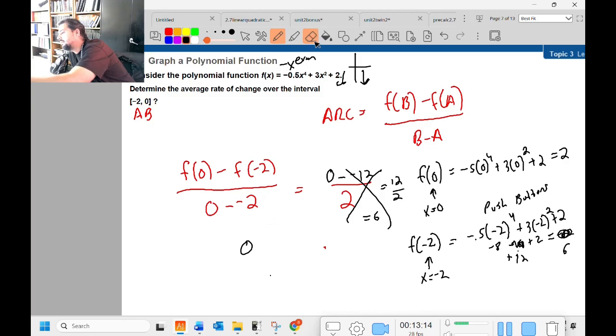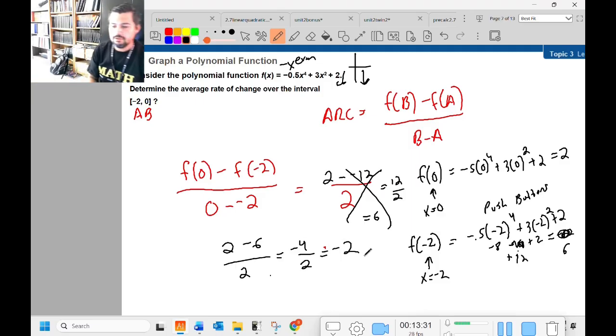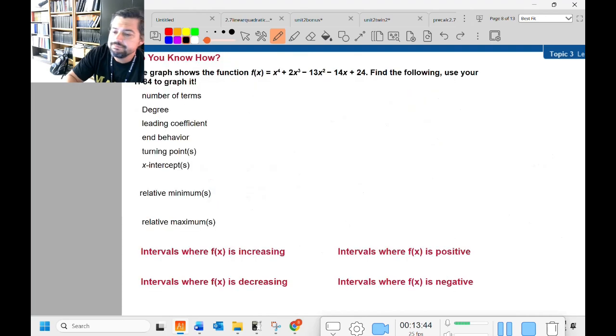Boy, I really broke this thing, didn't I? I should have 2 minus 6 sitting pretty over 2. I should have negative 4 over 2. Thank God I checked myself in a TI-84. And my graph does not suggest an average rate of change of 6 either. Anyways, there you go. Glad I caught it. Sorry if that messed you up.